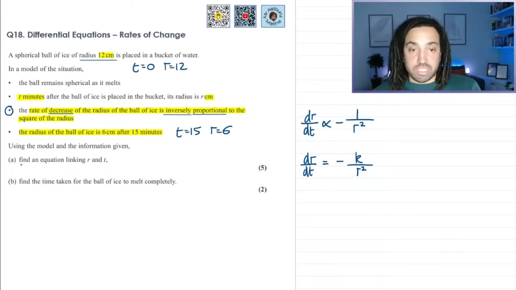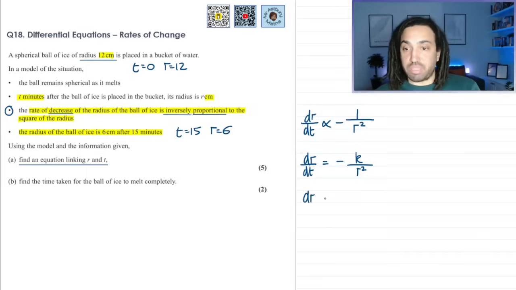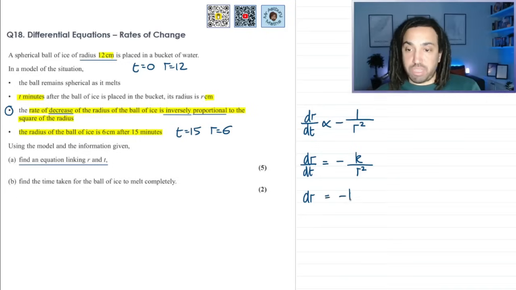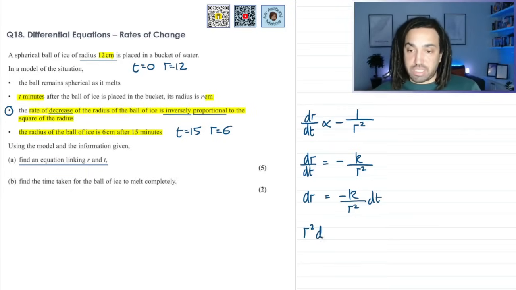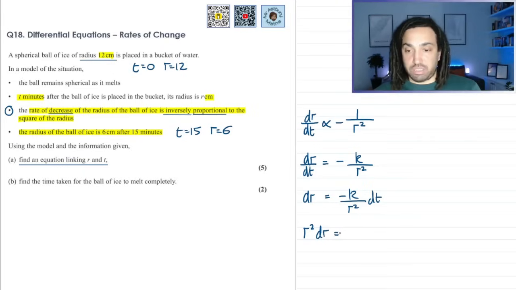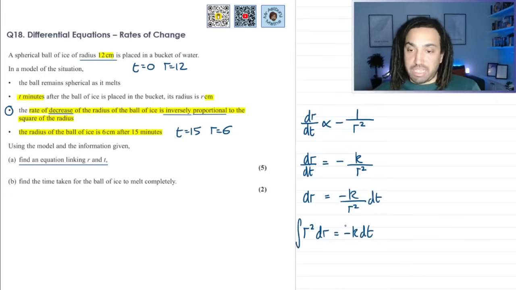Now we want to find an equation linking r and t, which means we need to integrate this equation. But first we need to separate the variables. So dr is equal to minus k over r squared dt. And this tells us that the left-hand side is where we want our r's. So we're going to multiply through by r squared to get the r's and the dr to match up. And then we've just got minus k dt there. And now we can integrate this.